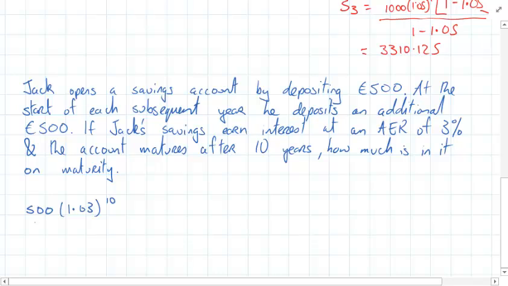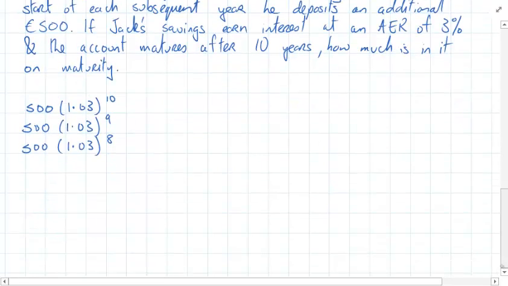Okay, I'm not going to work it out. I don't need to for what I'm going to do next. Let's consider the second €500. Okay, that's in for 1 year less, so that's only going to be worth that amount on maturity. Let's consider the third €500. So that's only going to be in for 8 years, because it's put in at the start of year 3. Let's consider the fourth €500. That's going to be worth this amount, and all the way down to the last €500 that Jack deposits, which is just going to be in the account for 1 year and hence is going to earn that amount of interest.